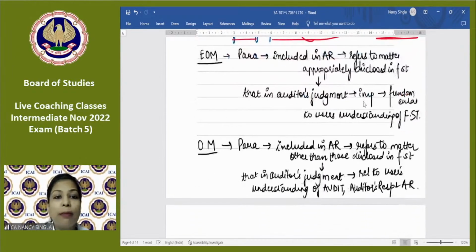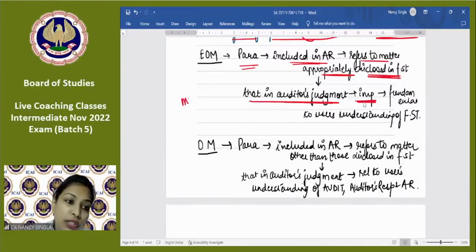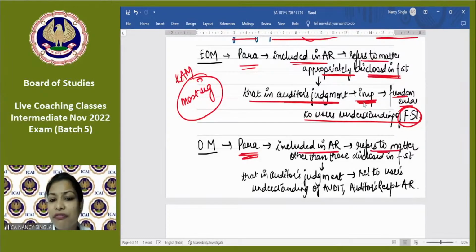So what is an EOM paragraph? A paragraph included in the audit report referring to a matter appropriately disclosed in the financial statement that in the auditor's judgment is of importance. Look, if it is most significant, then it is our key audit matter. So it is of such importance that it is fundamental to the user's understanding of what? Financial statement. An other matter paragraph included in the audit report refers to a matter other than those disclosed in the financial statement.